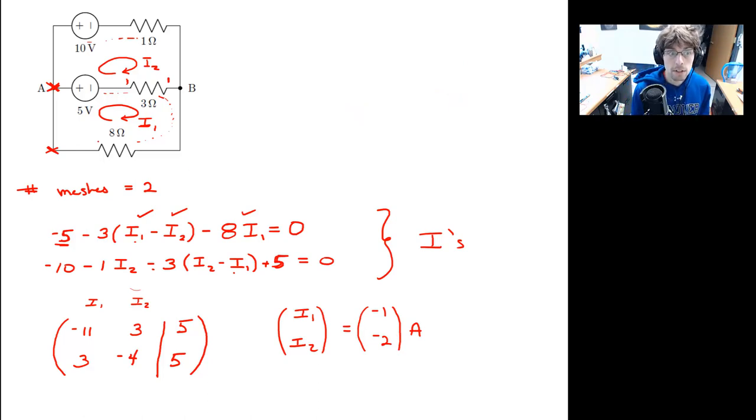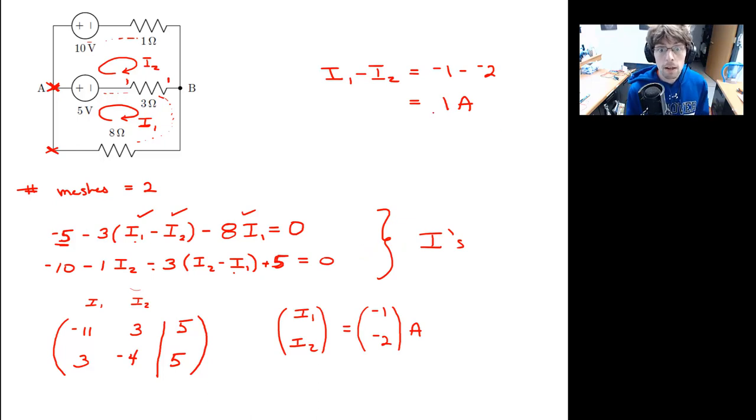The only thing that we have left to figure out, because this bottom branch does not share a side with any mesh, and this top branch doesn't share a side with any mesh, we now have solved for the current in those exterior branches. The only place that we still need to do a little bit of work is that middle branch, right? So let's find the value and the direction. I will go ahead and say I1 minus I2, and what we have here would be equal to negative 1 minus negative 2. And so that is equal to 1 amp.